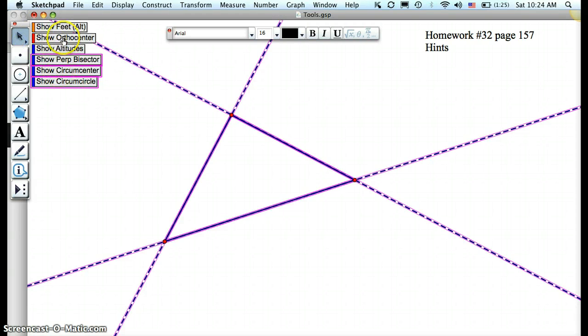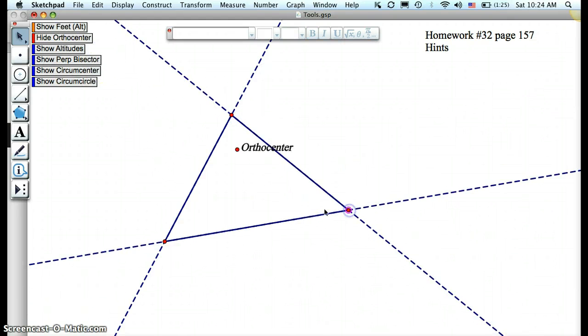And I'm going to just show the orthocenter for now. So the homework problem says that something special happens if you reflect the orthocenter across each of the three sides of the triangle. So I'm going to take the label off so it doesn't get in my way so much.